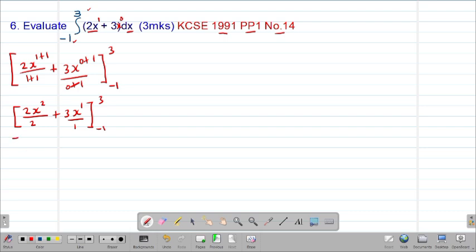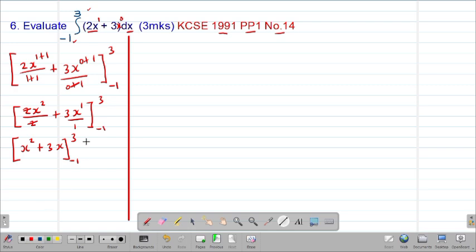So that means we are having the following. Of course the 2 and 2 will cancel out. So we are going to remain with x squared, then plus 3x. Then the limit is from -1 up to 3. So when we substitute, this is what we are going to have.